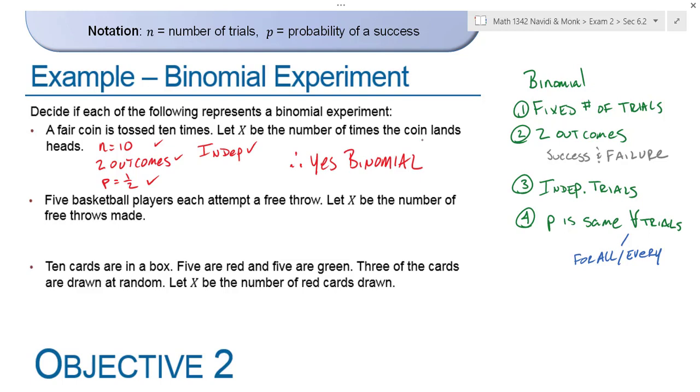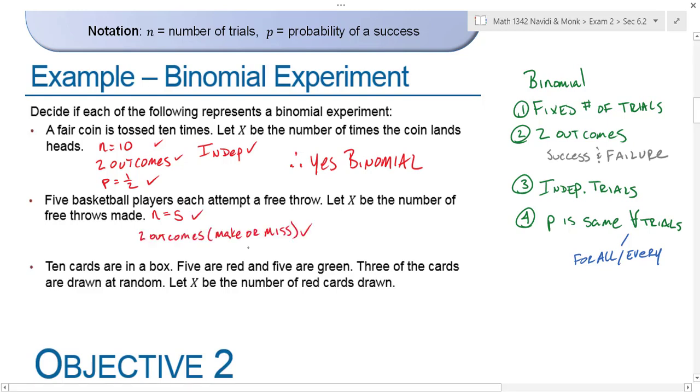5 basketball players each attempt a free throw. Let x be the number of free throws that are made. Let's go through the process here. Do we have a fixed number of trials? Everybody gets 1 shot. N equals 5. Do we have only 2 outcomes? We'll say basket or miss. Are our trials independent of each other? Is the probability of making a basket the same for each person?